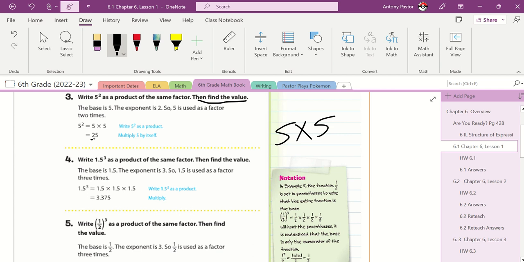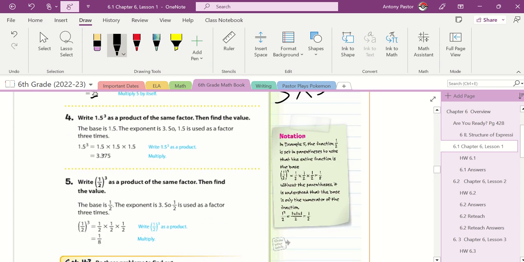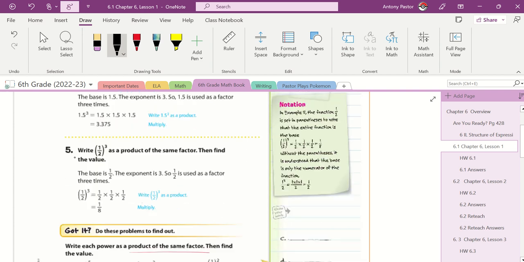5 times 5 is 25. And down here, 1.5 times 1.5 times 1.5 is 3.375. Now remember, it is not 1.5 times 3. It's 1.5 times 1.5, and then you're finding that answer and multiplying it by 1.5 again.